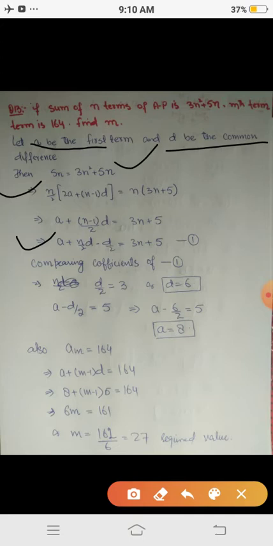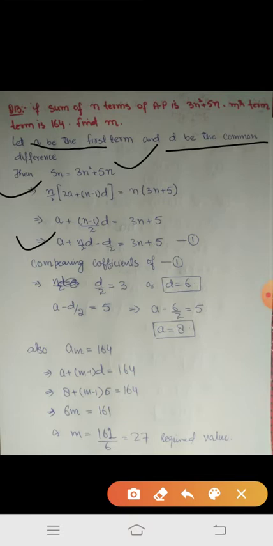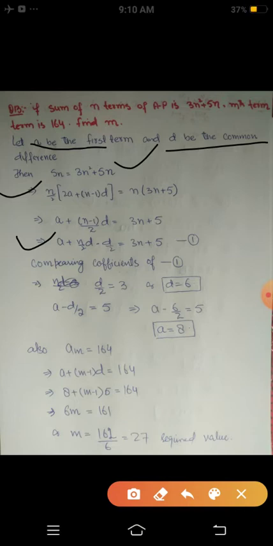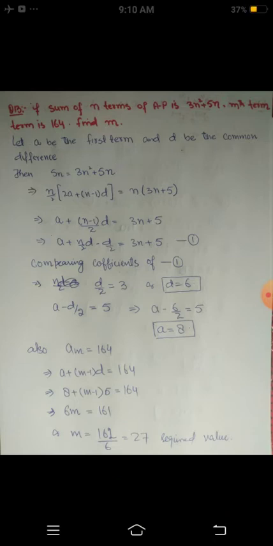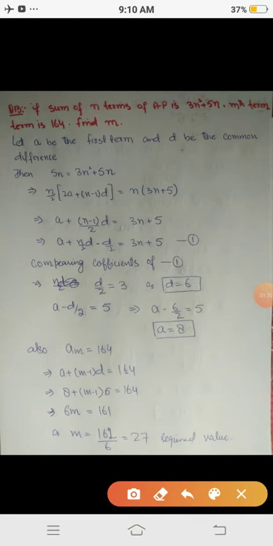Here a and d are fixed numbers, n is a variable, so we treat this as a polynomial in n and compare the coefficients of this equation. The coefficient of n is d by 2 in LHS, and on RHS it is 3, which implies that d is 6. The constant term in LHS is a minus d by 2, and on RHS it is 5, so the constant terms are equal. Hence d is 6, a is 8.